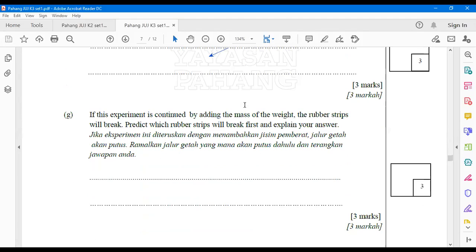Now, next part. If this experiment is continued by adding the mass of the weight, the rubber strip will break. Now, which one will break first? Adeline, which one will break first? Natural rubber. Good, you get 1 mark. Natural rubber will break first. Now explain your answer. Why will it break first?